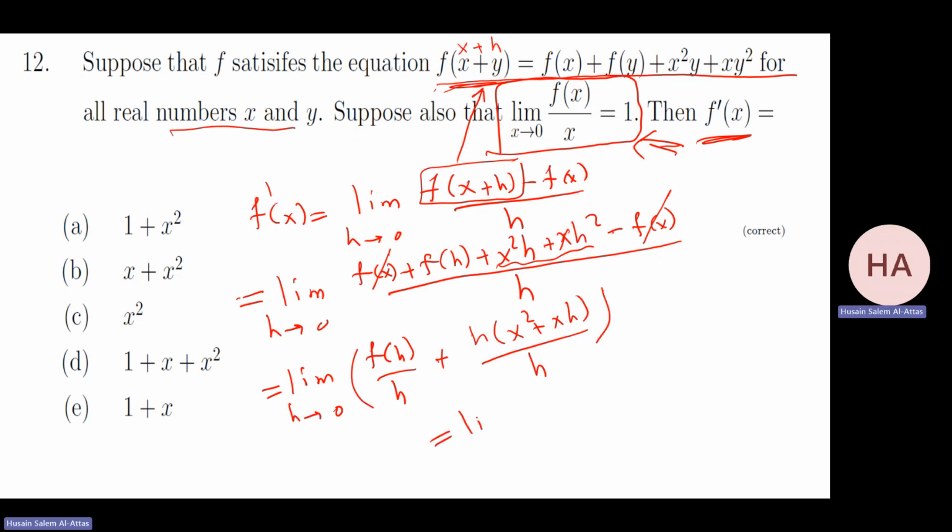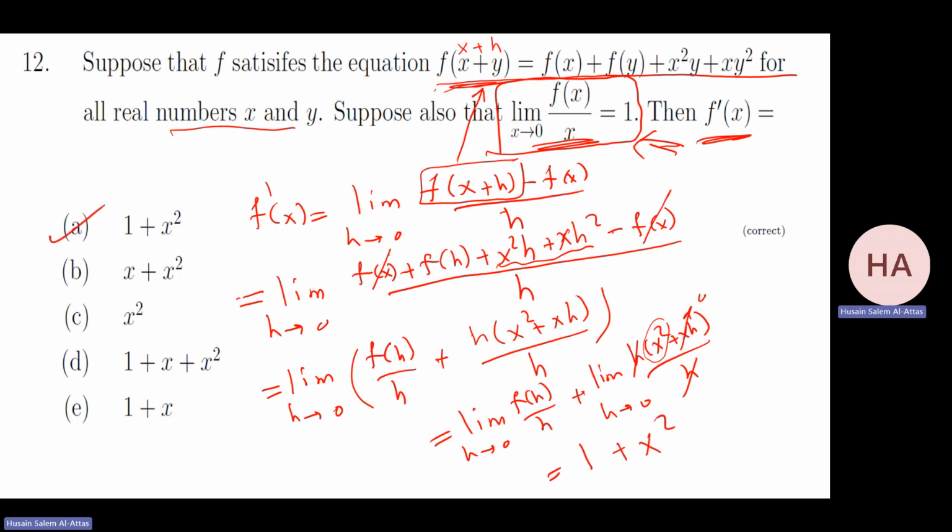So this will be the limit as h goes to 0 of f of h over h. I know this limit exists. Plus the limit, he told me, exists and is equal to 1. The limit as h goes to 0 of (h x squared plus xh) over h. The h cancels. This x squared will not be affected by the h, so it remains the same. This one will go to 0 since h is going to 0. So that will be 1 plus x squared. So this is the answer.